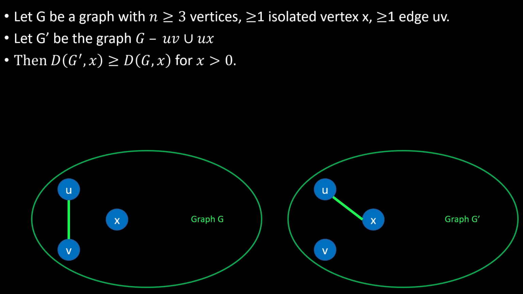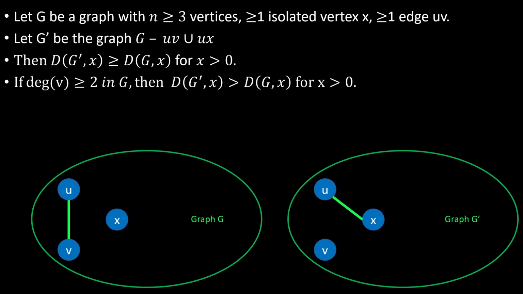Then D(G', x) is greater than or equal to D(G, x) for x greater than 0. If the second endpoint v of our original edge uv had degree at least 2, then we can also say that D(G', x) is greater than D(G, x) for x greater than 0. Note that all domination polynomials evaluate to 0 when x is 0.